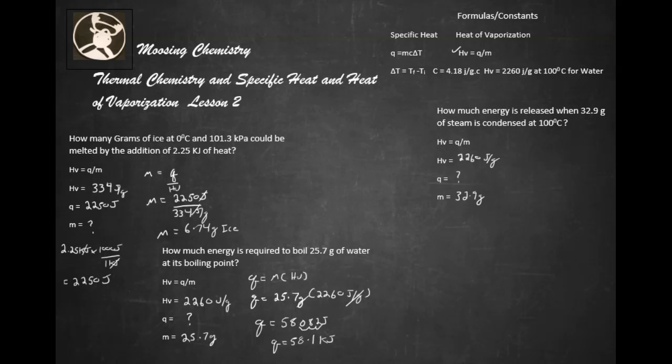So again, we move the Q around to say Q equals M times HV. So Q equals 32.9 grams times our HV value, which is 2260 joules over grams. Grams cancel out, and our Q value is going to equal 74,354 joules. Or if you want to put it in kilojoules, you can. That'd be 74.354 kilojoules.